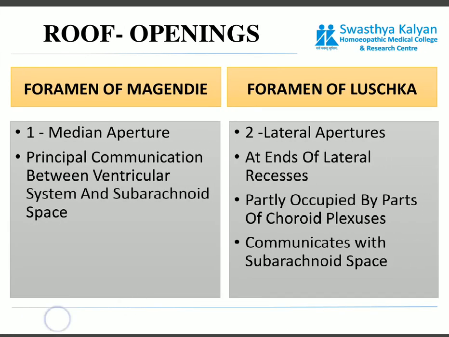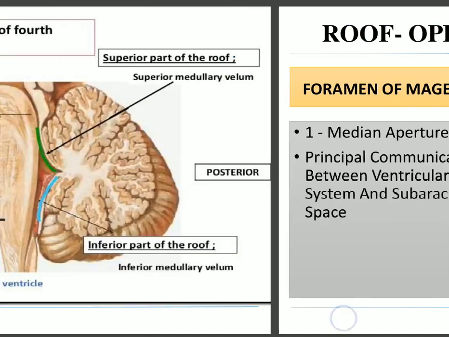In the roof there are two openings. One opening is the foramen of Magendie, which is in the midline. It is the median aperture. It communicates the ventricular system with the subarachnoid space. Another is the foramen of Luschka, which are the two lateral apertures. They are located at the ends of the lateral recess. You can see here in the figure.